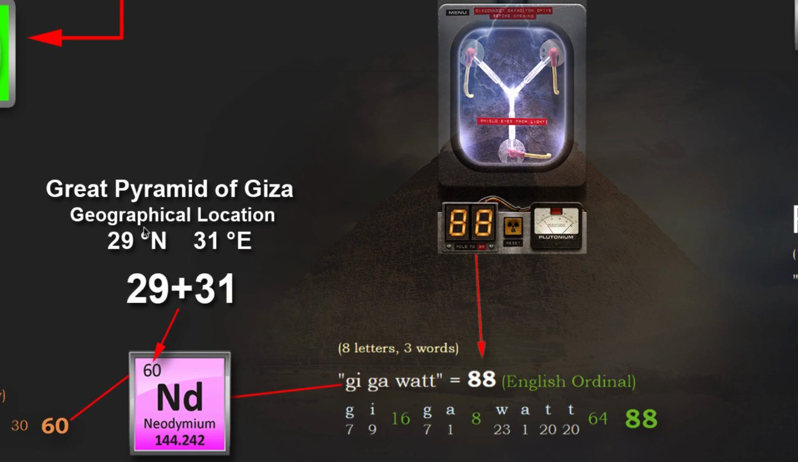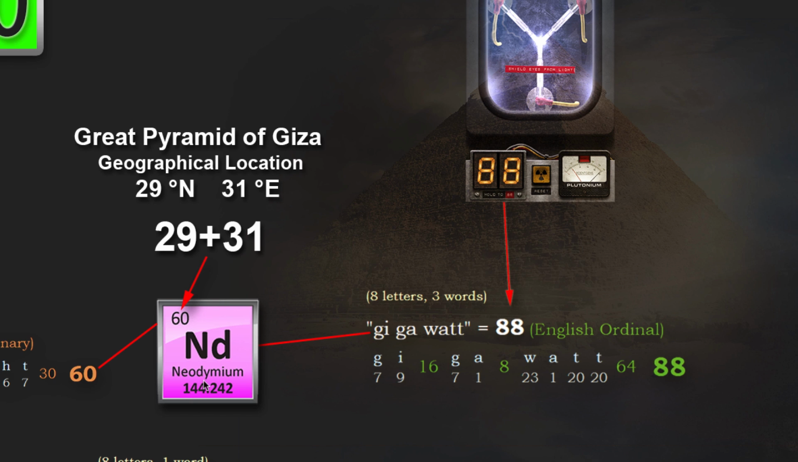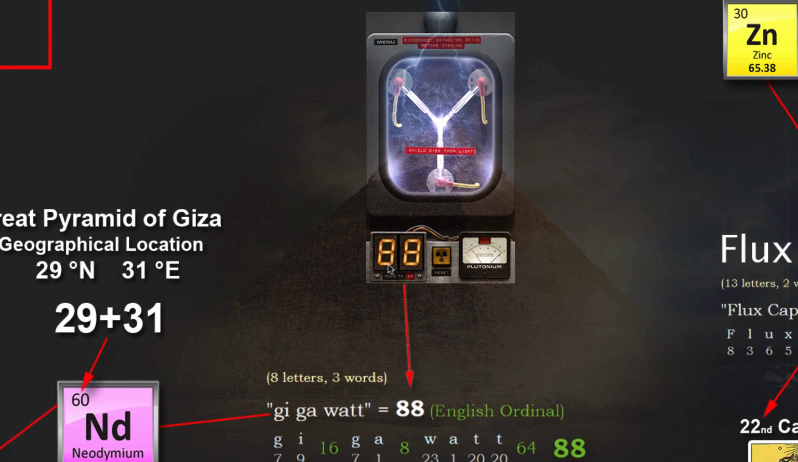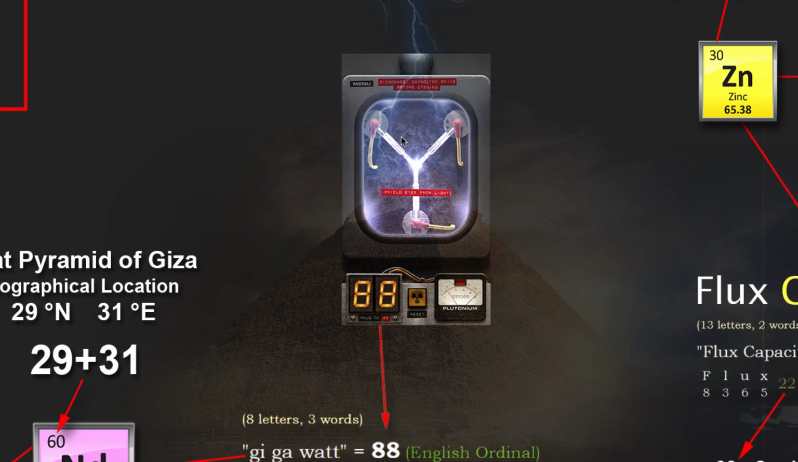29 and 31 is 60. The location, the X marks the spot, is right there. Neodymium, 60. 144,000. 12 tribes of Judah. 12 times 12 is 144. But anyway, here's your upside down pyramid.